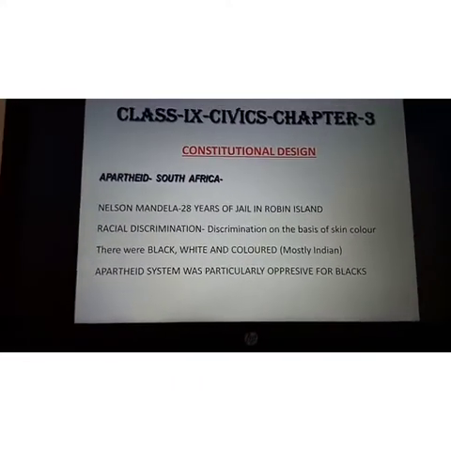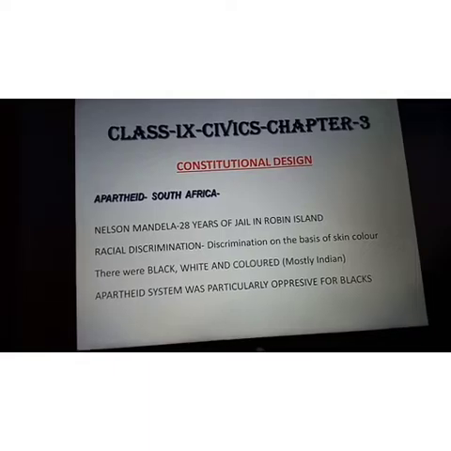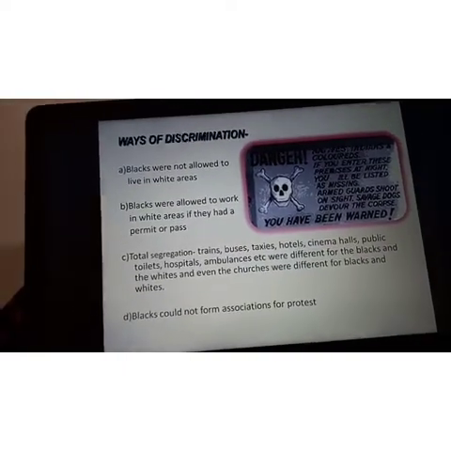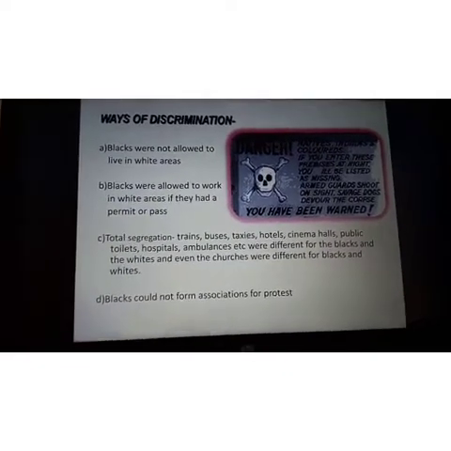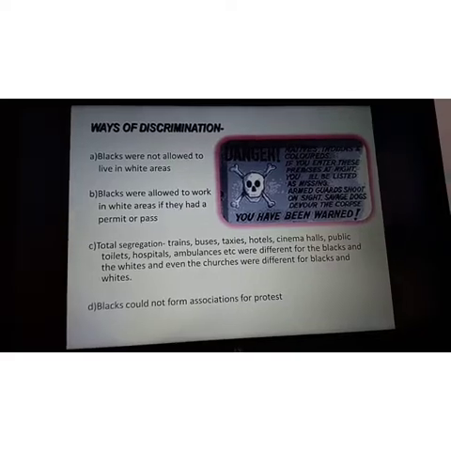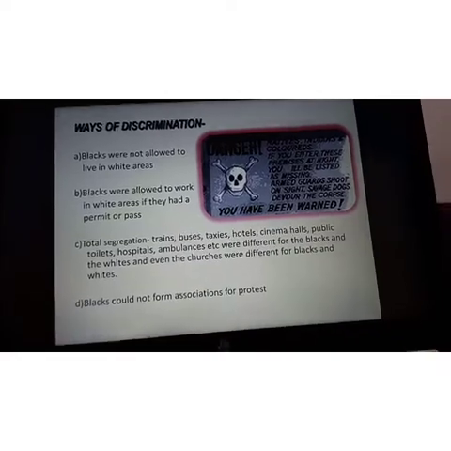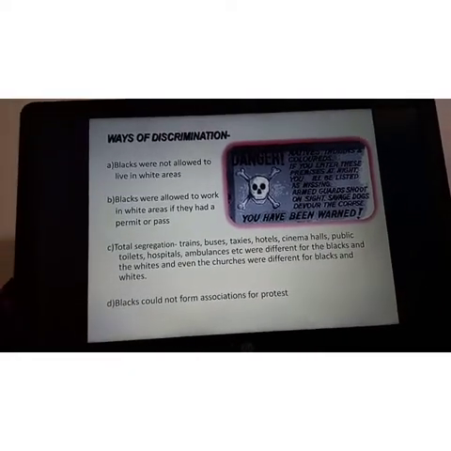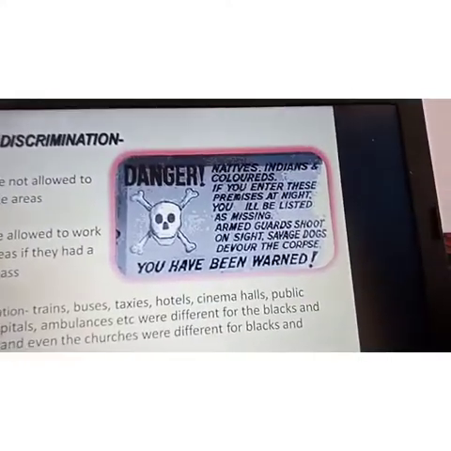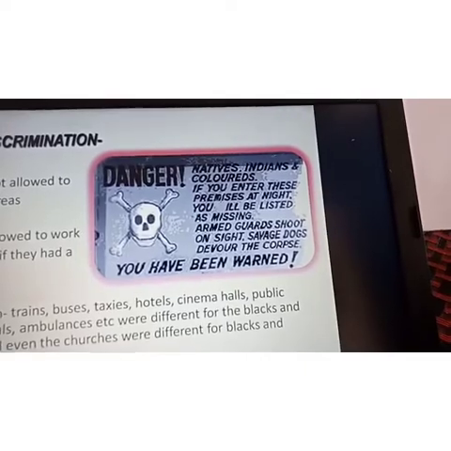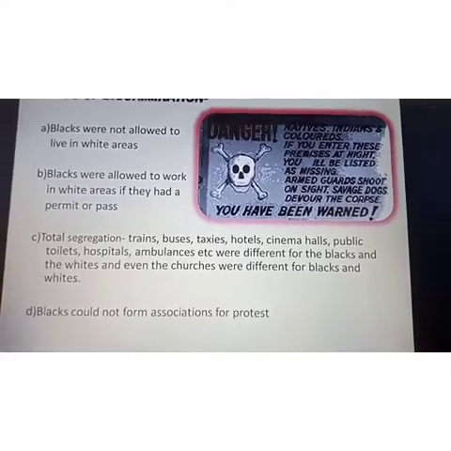Now we'll see what type of discrimination was there in South Africa for the blacks. I have written over here ways of discrimination. Before going to the ways of discrimination, I have given one picture also. One placard, one board, has been fixed in some place of South Africa. What is written over there? Danger. For whom is the danger? Natives, Indians and colored. If you enter this premises at night, you will be listed as missing. Armed guards shoot on sight. Savage dogs devour the corpses.